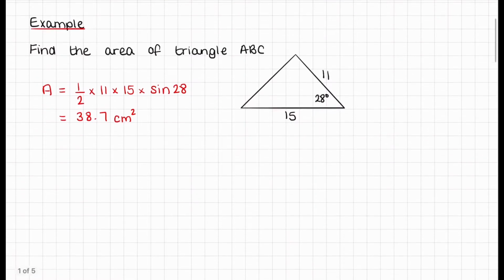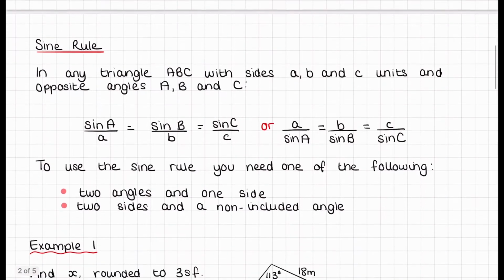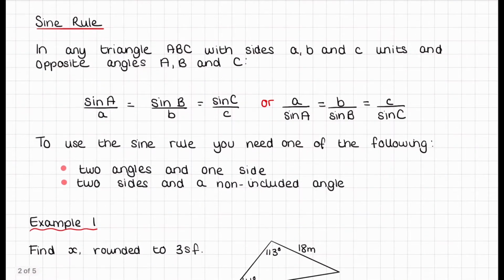Now our next rule on this topic is the sine rule. In any triangle ABC with sides lowercase a, b, c and opposite angles of capitals A, B, C, we have these rules. These two rules are exactly the same, it just depends on what you're trying to find out. Personally, if I am trying to find an angle, I'll use the first form. If I'm trying to find a side, I'll use the second form, but it doesn't really matter. What this represents is that we have sine A over a equals sine B over b equals sine C over c. So in a triangle, the ratios between the angles and the sides are the same.